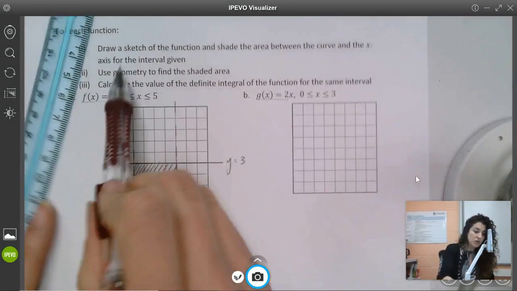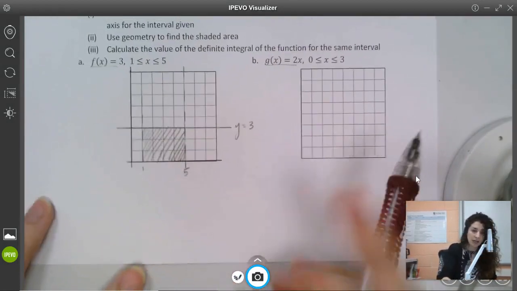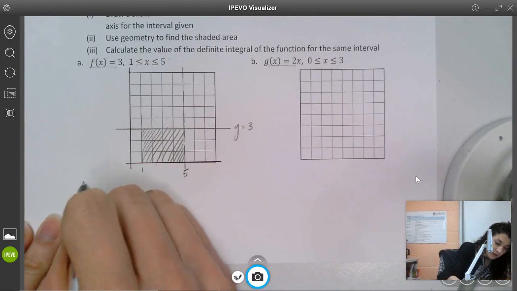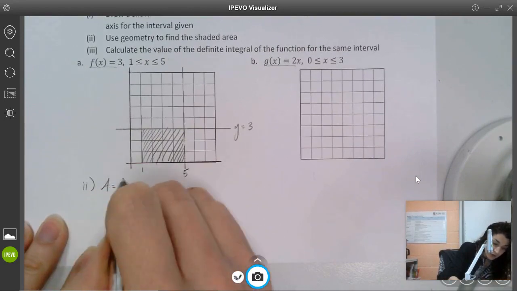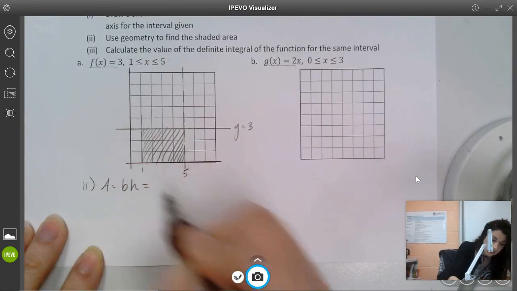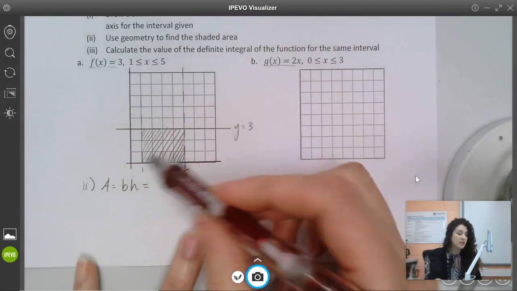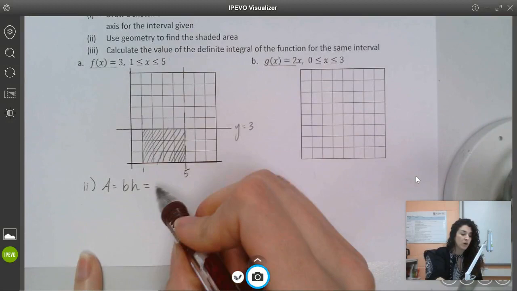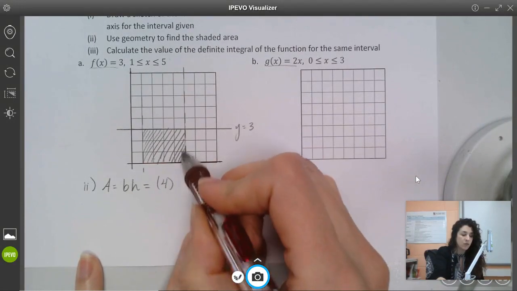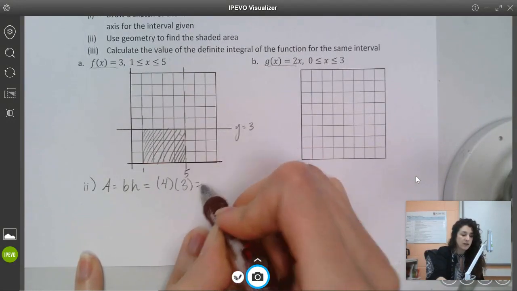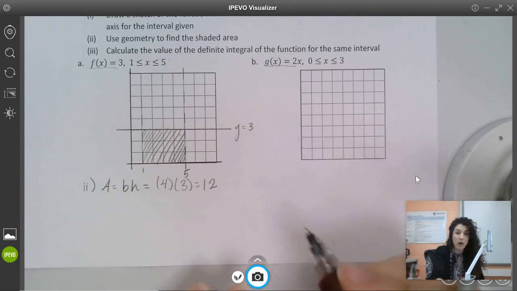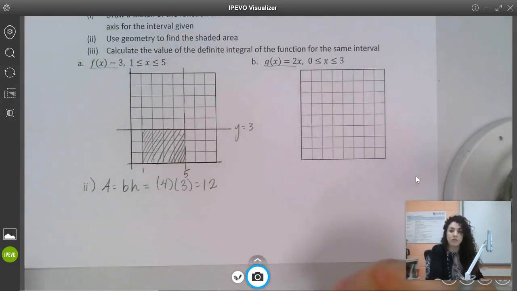Okay, so if we wanted to use geometry to find the area of that region, this is just a rectangle. So your rectangle is base times height. Here we have a base measurement of 1, 2, 3, 4, and a height of 1, 2, 3. And so we have an area of 12. 12 what? I don't know, just 12.